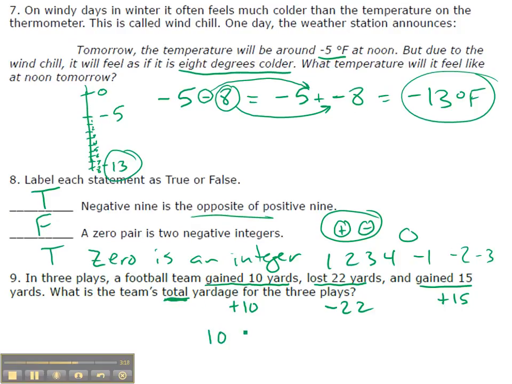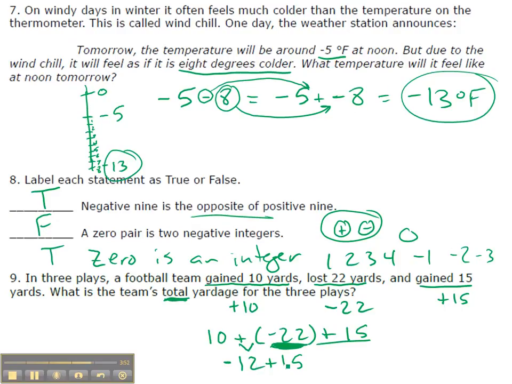So we have +10, plus -22, plus +15. And then we just do the same way we do with PEMDAS, just do all the addition from left to right. +10 plus -22, the signs are different, so we find the difference. 22 minus 10 is 12. We keep the sign of the integer that is farthest from 0, has the greater absolute value, and that's -22, so this is a -12. And then we just bring down the rest of our equation, plus 15.